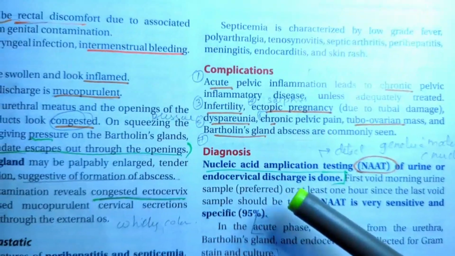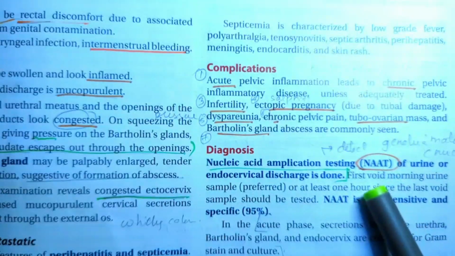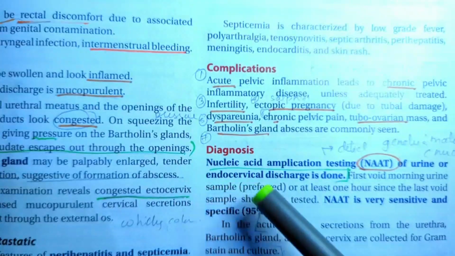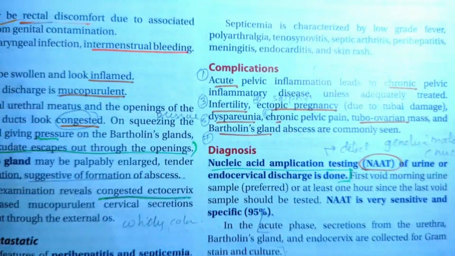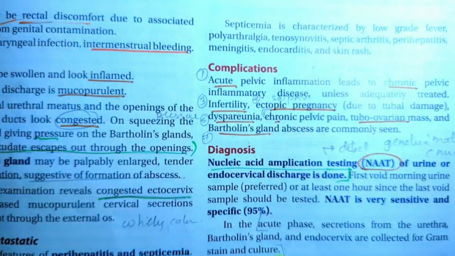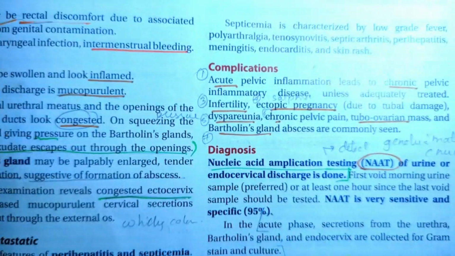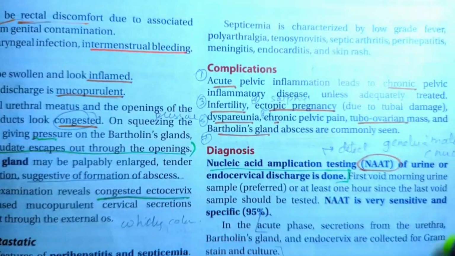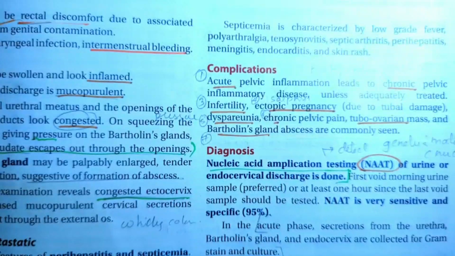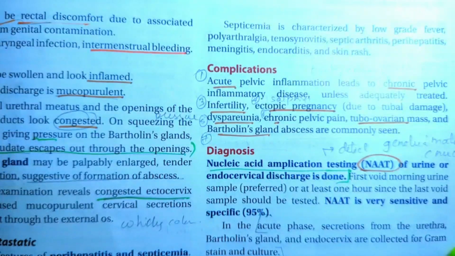For diagnosis, you need a NAAT test, a nucleic acid amplification test, which detects genetic material in the nucleic acid. We can test acute phase secretions, or secretions from the Bartholin's gland, endocervix and inflamed areas. You can send them for germ detection to find the cause of the secretions and symptoms. Then we can see the gram-negative bacterium, gonorrhea, detected.